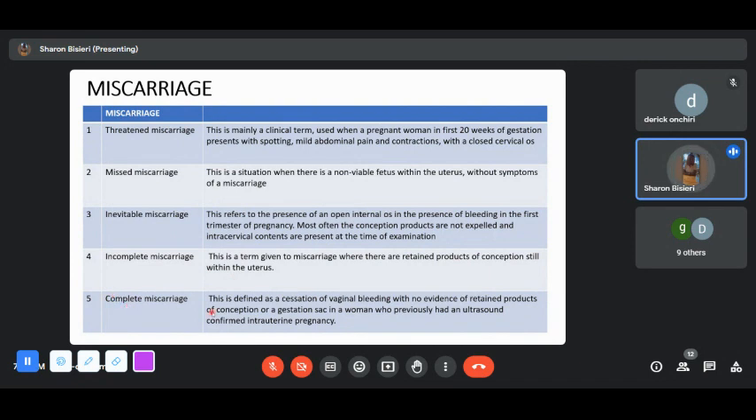Then lastly, complete miscarriage defines cessation of vaginal bleeding with no evidence of any retained products of conception on ultrasound, or a gestational sac in a woman who was previously known to be pregnant. So these are the different types of miscarriages that we can diagnose a patient with, and we'll see how pregnancies look when they're not viable.